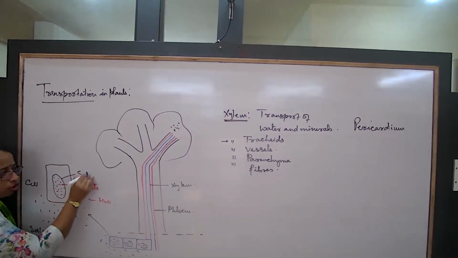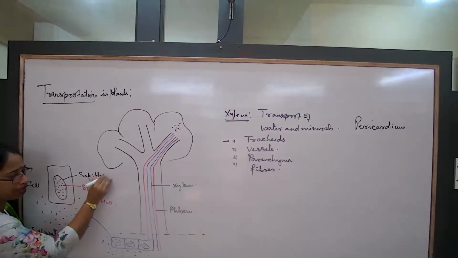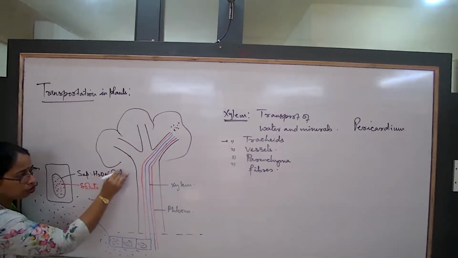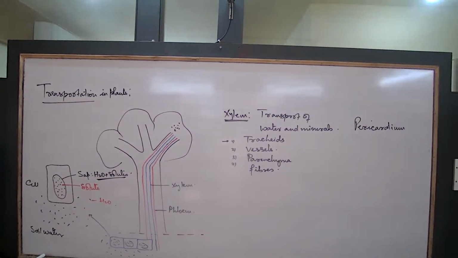Water. No, the vacuole has sap. So sap is a mixture of what? Water and a variety of solutes. What is the definition of the word sap? A mixture. It is a solution.